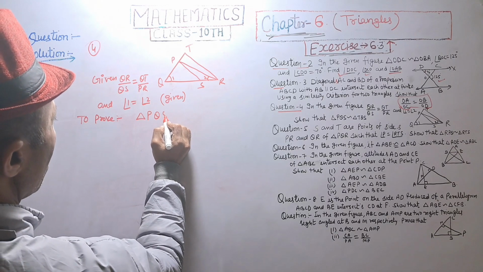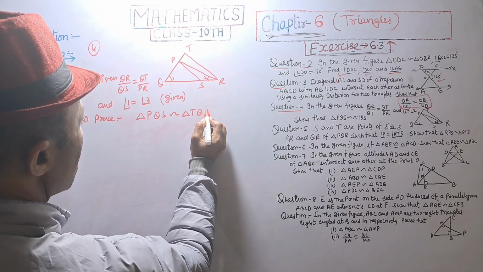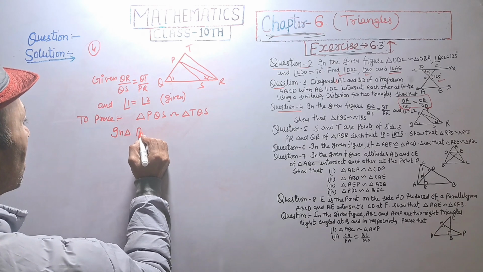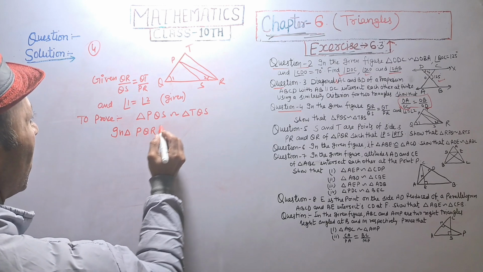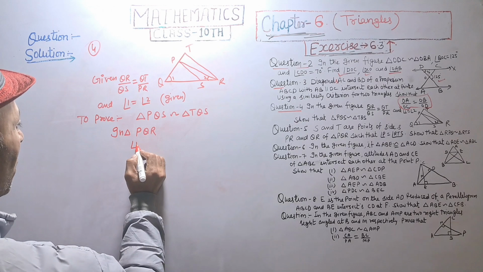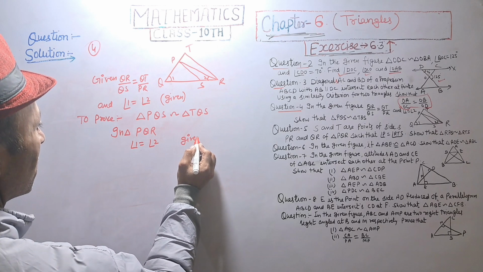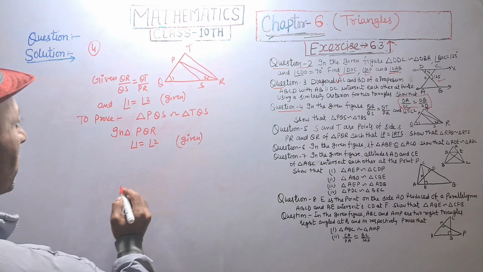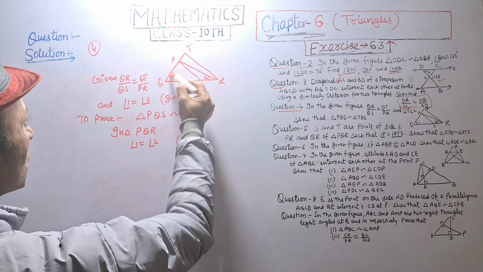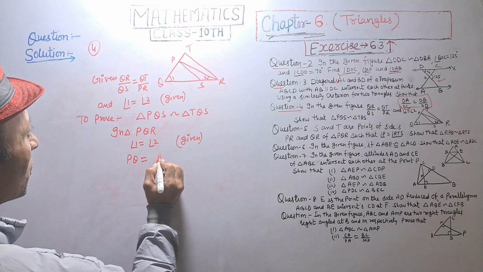To show triangle PQS is similar to triangle TQS. In triangle PQR, angle 1 is equal to angle 2, given. Angle 1 is equal to angle 2, so opposite sides are equal. PQ is equal to PR.